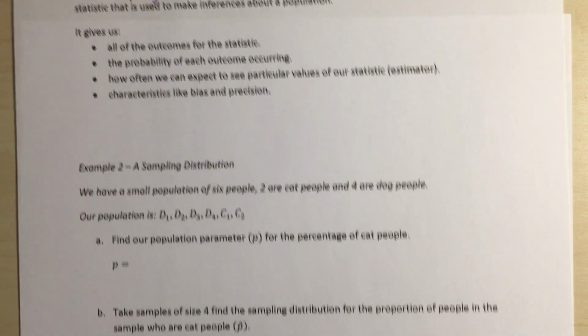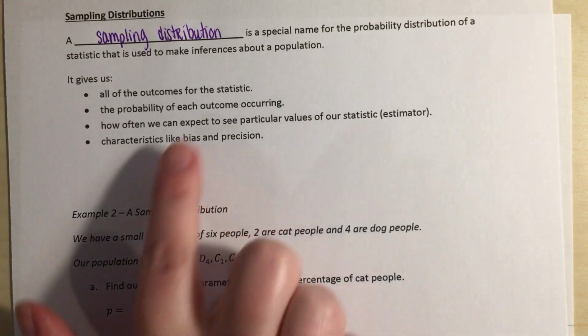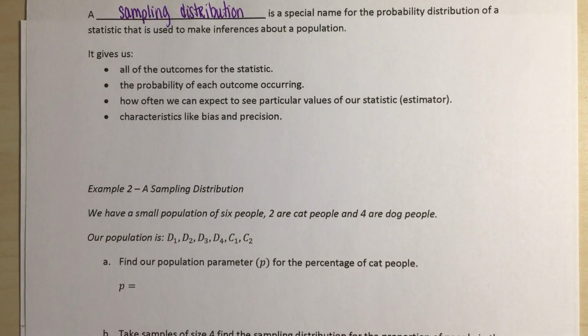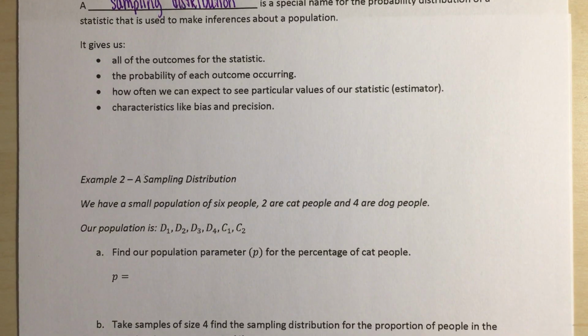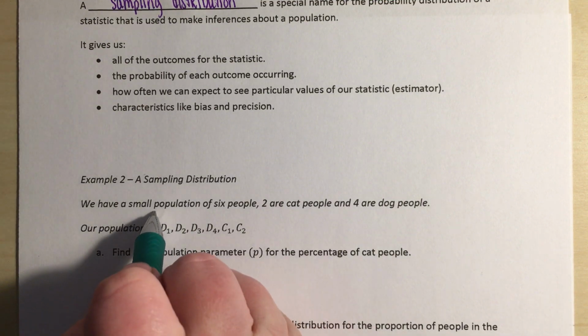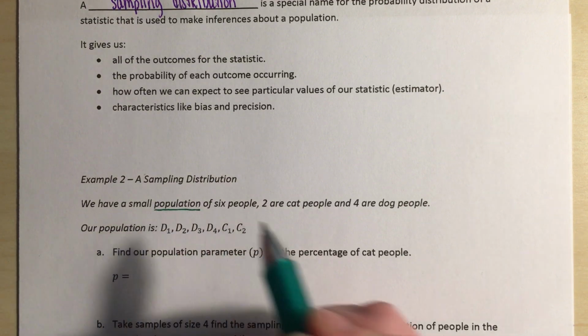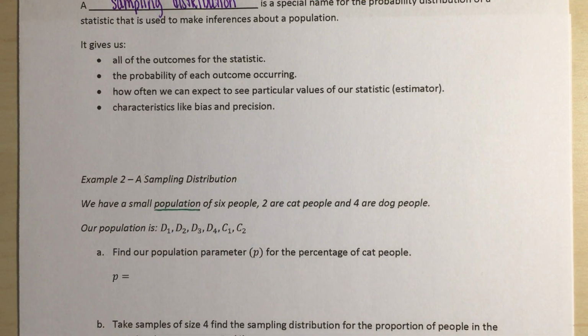So in this example, we're going to talk through how our sampling distribution gives us all of this information above. So we have a small population of 6 people. So this is not a sample. Again, we are looking at a population. So in this particular problem, only these 6 people matter. They're representing an entire group of people that we are looking at.